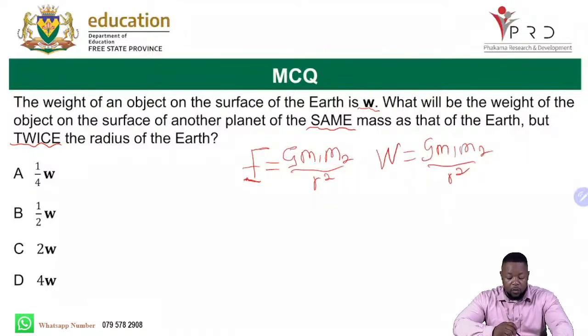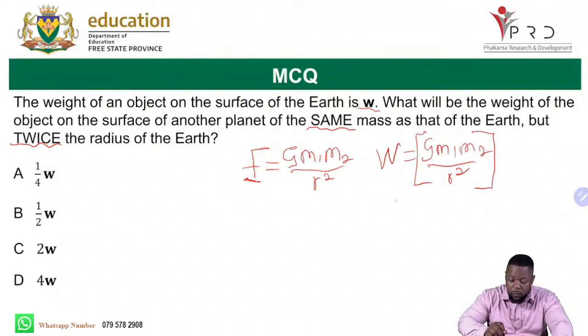Now, this formula is applicable in the first line of our question that says the weight of an object on the surface of the earth is W. So we take it that on the surface of the earth, what is in the brackets represents W. Now let's go to the next planet. We are told that in the next planet, the mass is the same, but the radius is double, or twice. So now, how do we work it out?